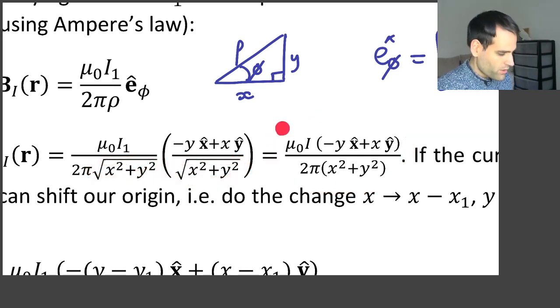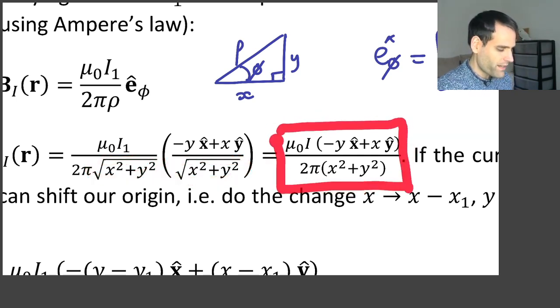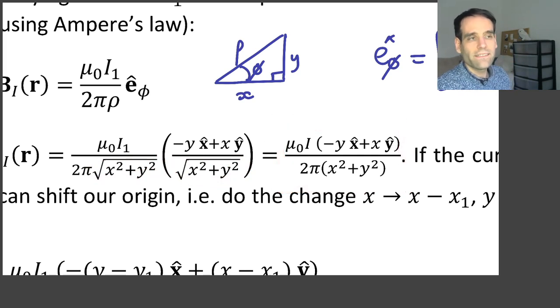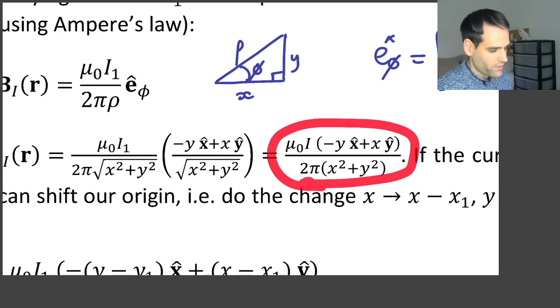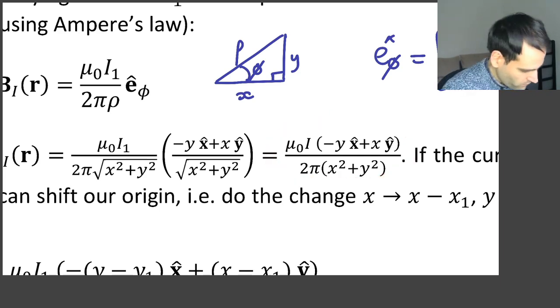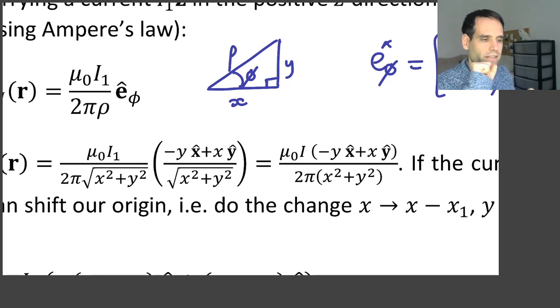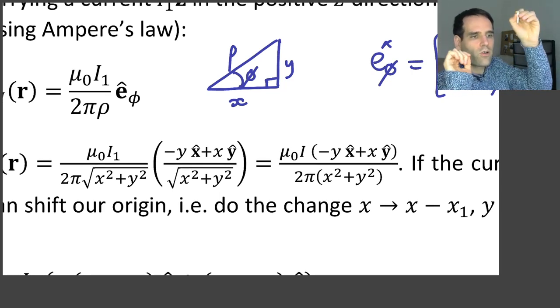Okay, so this is the magnetic field created by a current from a wire located at the origin. Okay, and this is a known equation. So this is going to be our starting point. Now, what if I move the wire and instead of placing it at the origin, I place it at some other coordinate x1 and y1?